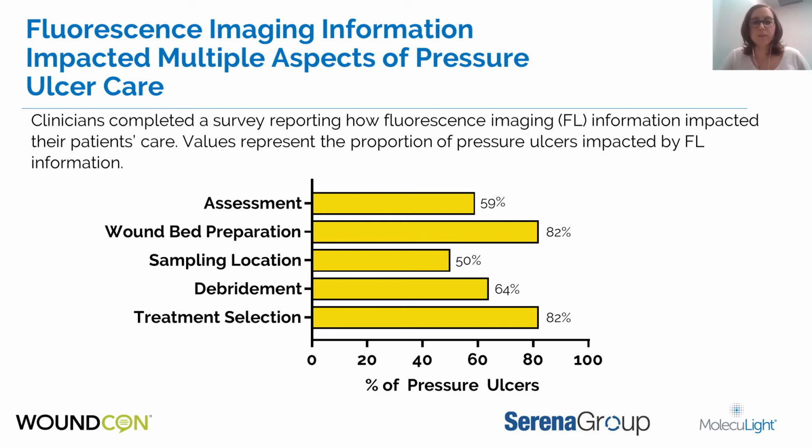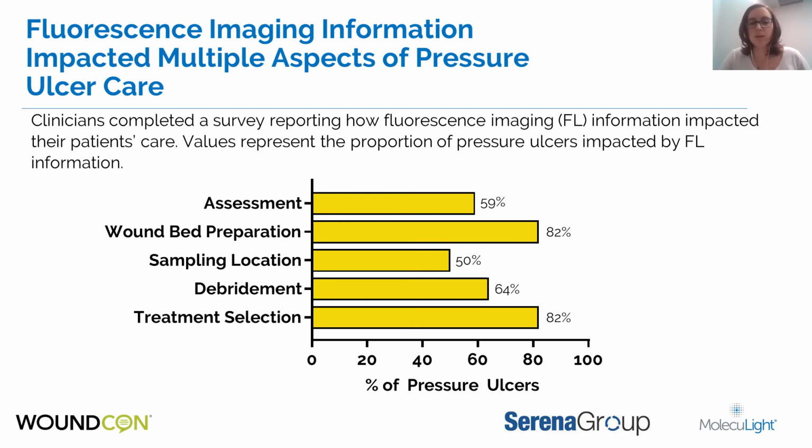Now, upon completion of the patient assessment, clinicians did, again, record their treatment plan and complete a survey reporting how fluorescence imaging information impacted the patient's care. And here's what it looked like for the pressure ulcers in this study. Wound assessment was changed in 59% of the pressure ulcers. So clinicians changed their overall assessment of the wound in that high a percentage based on the fluorescence information. An even higher percentage, 82% of wounds, wound bed preparation or wound hygiene was improved. And this could include wound cleansing, debridement, and overall taking care of the wound edge.